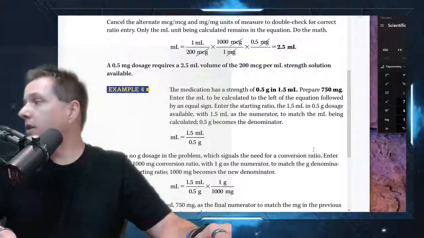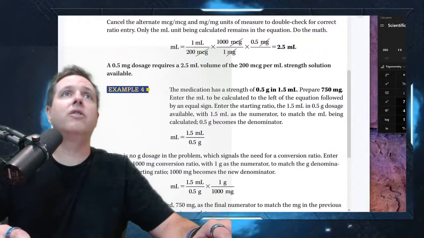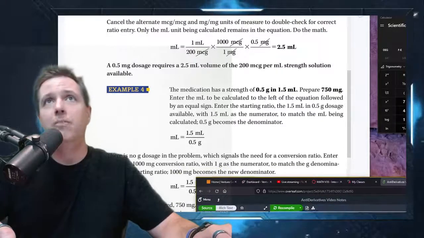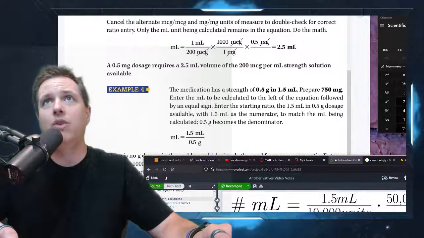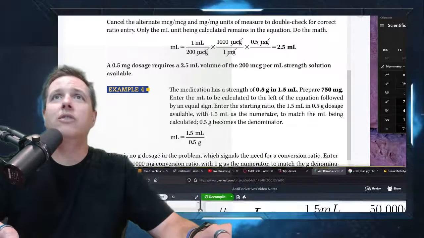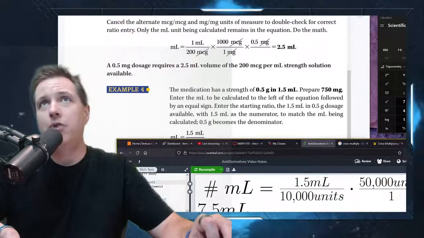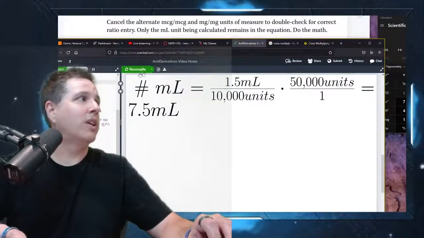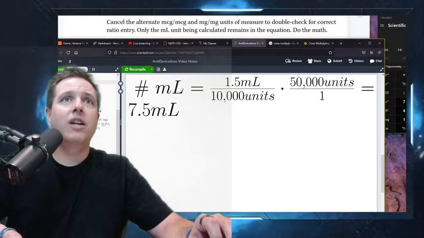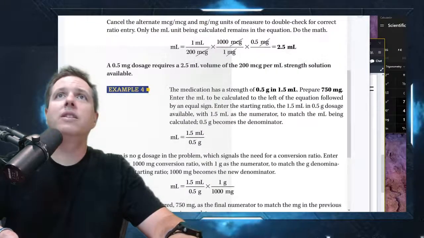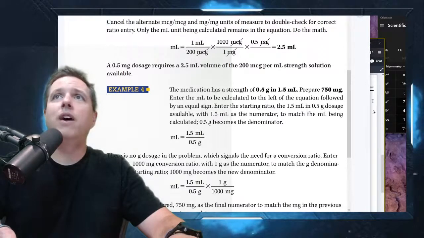Yeah, so let's walk through this one, and then I think we'll probably want to switch over to the other chapter. I'll at least talk about it real quickly. So let's do this one. This is what we're looking at. The medication has a strength of 0.5 grams to 1.5 milliliters, and we want to come up with an amount of milliliters. So the same way we've been doing it, we're going to have milliliters on the left, and then we're going to change this fraction a little bit. So this is going to equal, we're going to end up with milliliters in the end. But in the meantime, we have 0.5 grams to 1.5 milliliters.